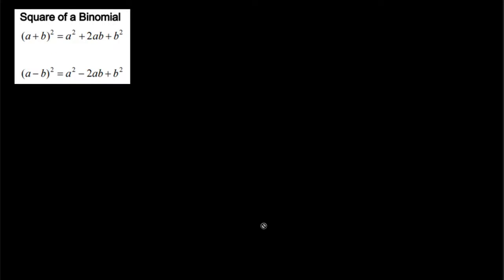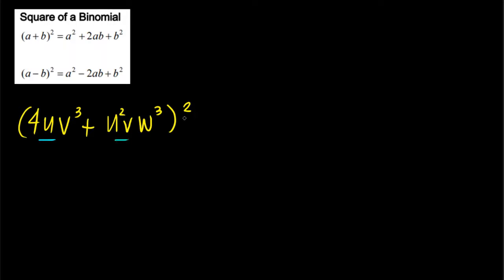Okay? Let's proceed. We have square of a binomial. If what is given has two terms and you are asked to square it, that's what we will work on. So, what does this look like? Actually, this looks like 4u v cubed plus u squared v w cubed, squared. Square, right? So, times itself.